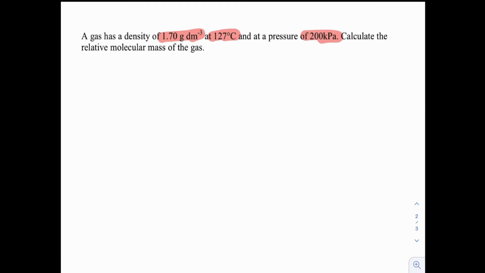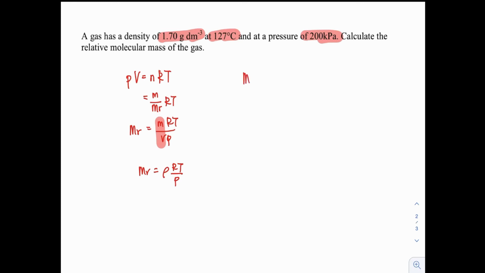Alright, now since PV equals to nRT, mole equals to mass over MR RT, and if you want to look for a density, MR equals to mRT over VP. So m over V will be equals to density. MR equals to density RT over P. Alright, so now we're going to substitute all the relevant value into this equation.